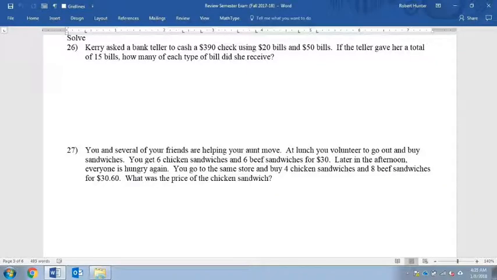Alright, here we go. The word problems for matrices. Again, you're going to have to do these. You're going to have a couple of these, so be ready.